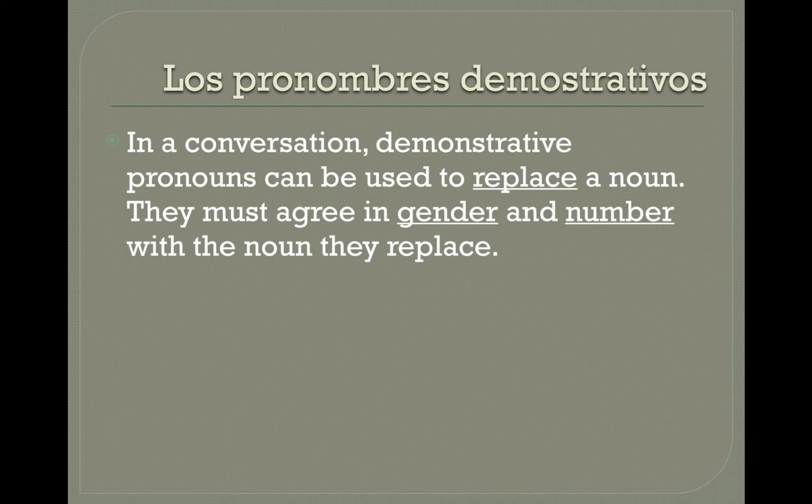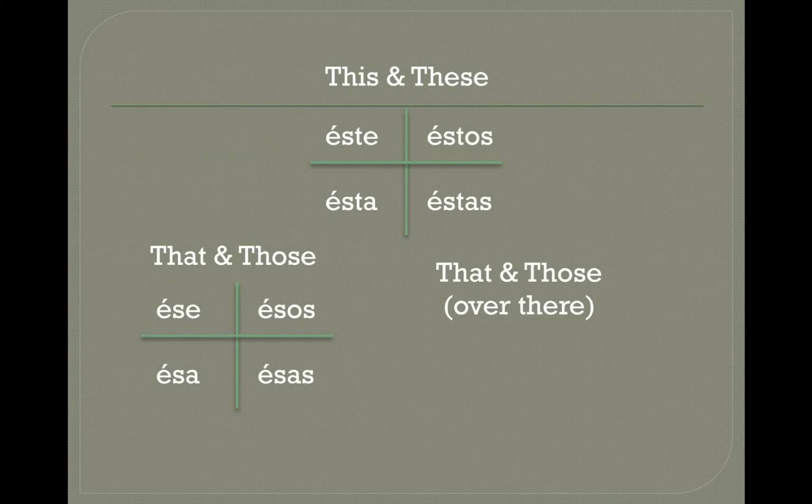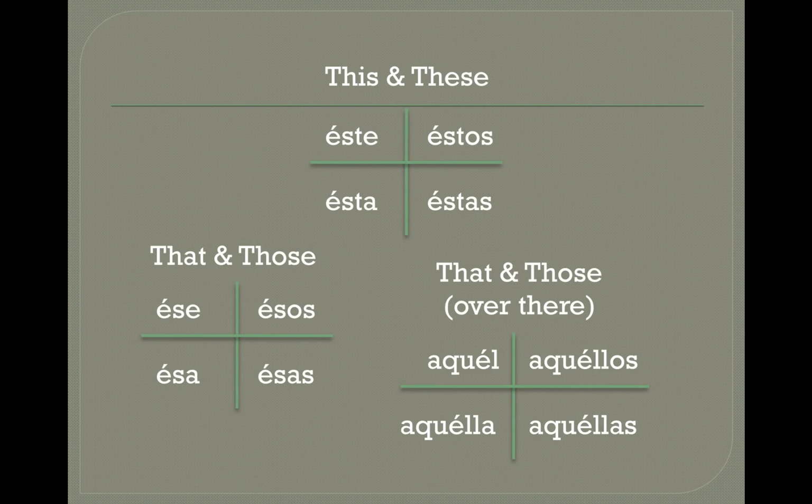Demonstrative pronouns are used more in conversation and when they are used to replace a noun instead of supplement it. They need to also agree in gender and number. The difference between demonstrative pronouns and adjectives is that the pronouns have a written accent on the letter E. So if we look at our charts again, it's the same charts as before, except every E has a written accent. Éste, ésta, éstos, éstas, pronounced exactly the same way as before.